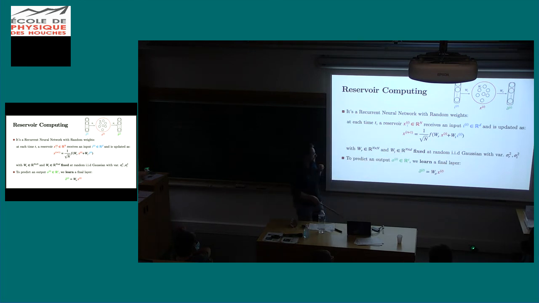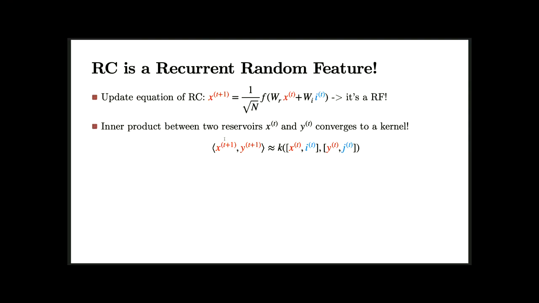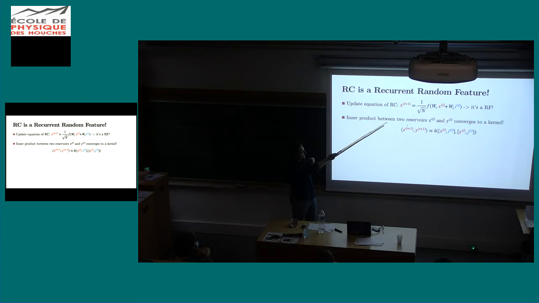So basically, what you have is a time series and you want to predict the following values of the time series by using reservoir computing. As you can see in the update equation of reservoir computing, because W is random, you have a recurrent random feature, which means that the random feature at time t plus 1 depends on the random feature at time t. And because we know that the inner product between random features tends to a kernel function, we can see that the inner product between two reservoirs converges to a kernel.